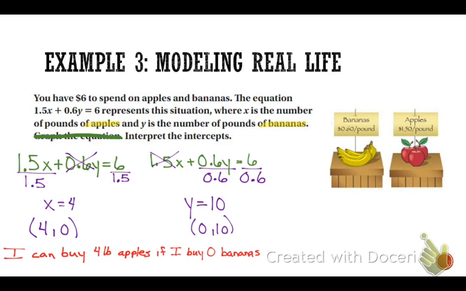Can you do the y-intercept now? All right, go ahead and finish this statement. I can buy 4 pounds of apples if I buy 0 bananas, or what's my other option if I want it to be all or nothing? Can anybody raise your hand and tell me what my y-intercept interpretation would be? Gabe, you want to give it another shot? I could buy 10 pounds of bananas if I buy 0 apples. Perfect. That's exactly what I wrote too. If I buy 0 apples.